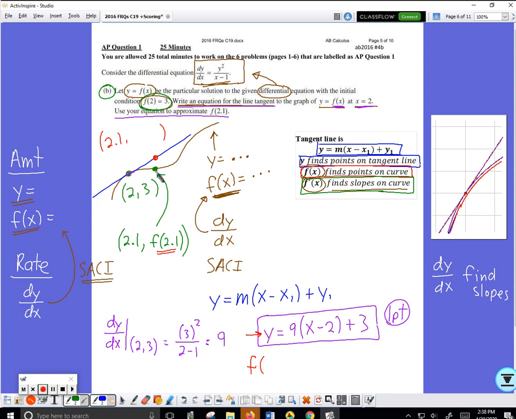So f of 2.1 is approximately 9 times 2.1 minus 2 plus 3. I don't need to go any further. Stop right there. That's one more point. So a total of 2 points on this problem.